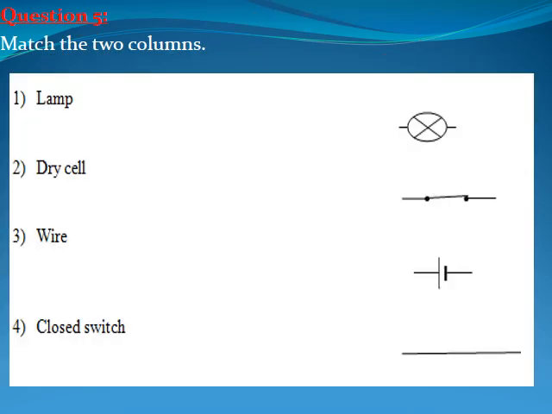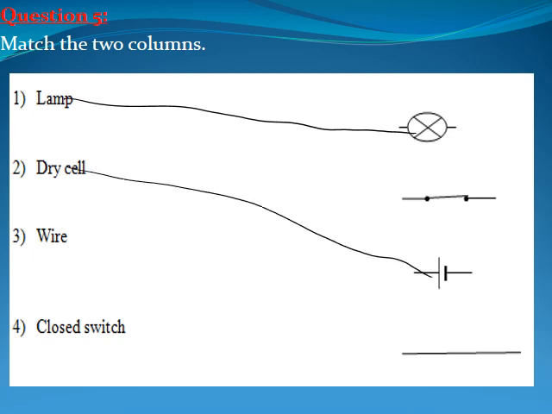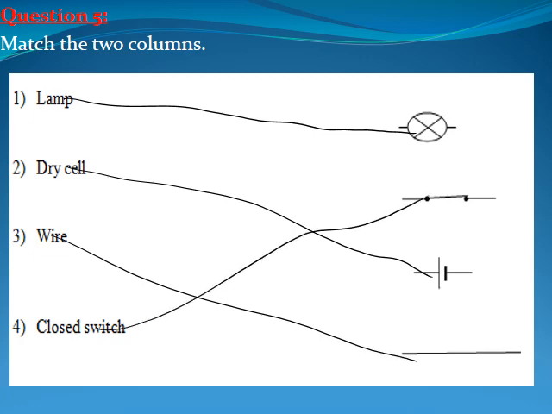Moving to question number 5. Question number 5 says match the two columns. We have lamp, dry cell, wire, closed switch. Which one is for the lamp? Sure, this one. Dry cell, this is for the dry cell. It's called a battery. Wire, this is the wire. Closed switch, this one is for the closed switch. This is an easy one. Easy question.